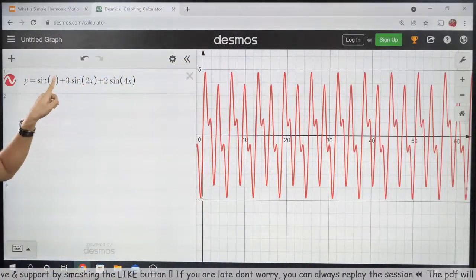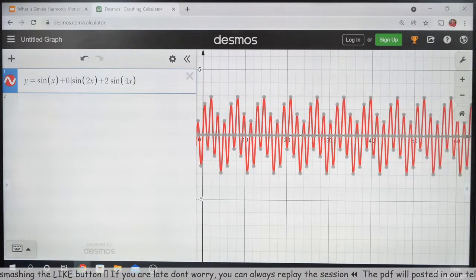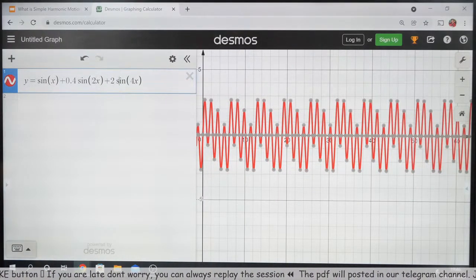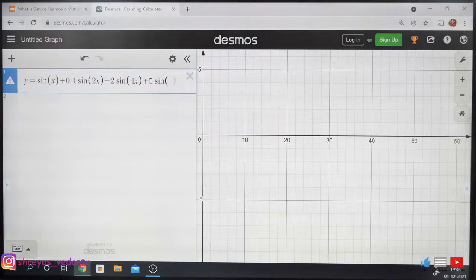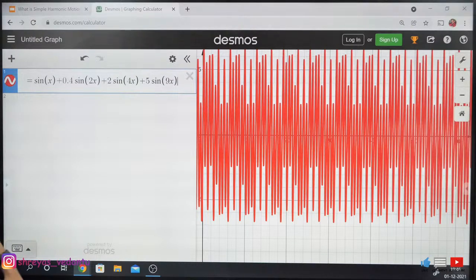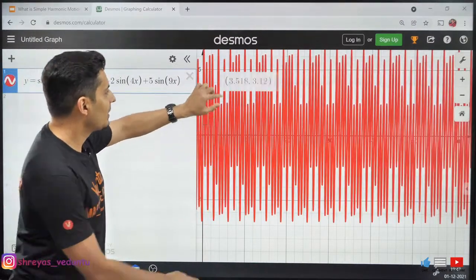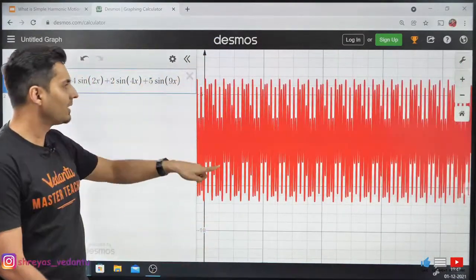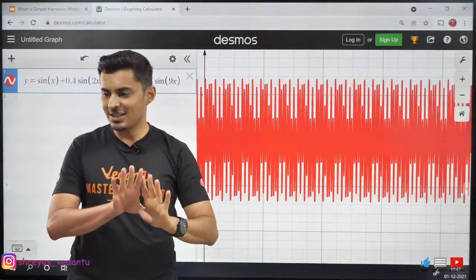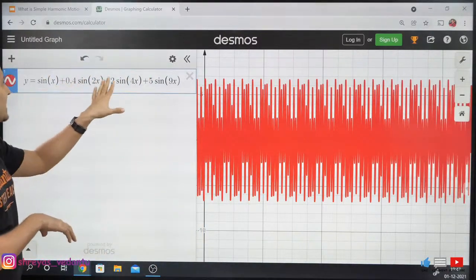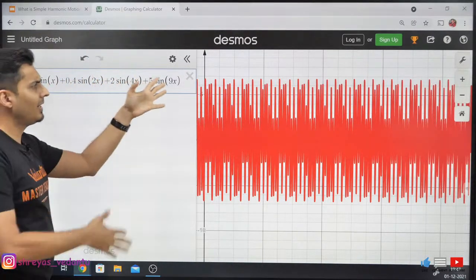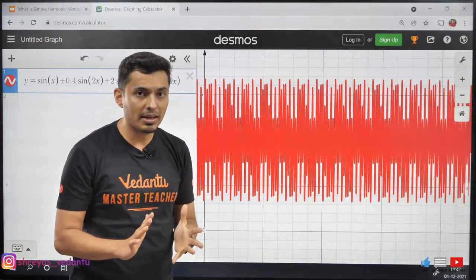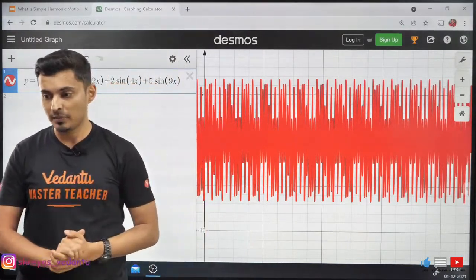Now I can have many more such terms. Maybe I can make this 0.4 or something, and then maybe I can add some more terms. Maybe plus 5 sine of 9x. Okay, you can see that. Whoa, look at that. That is also repeating. So essentially, if I keep on adding sine terms over here, with some constant, the motion might become complicated, but still it remains periodic in nature. Do you see that?